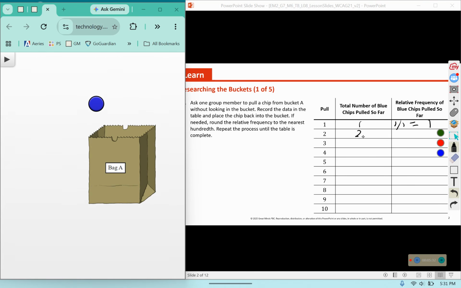2. 2 out of the 2. 2 divided by 2 is 1. 3. 3 out of 3 is equal to 1. 4. 4 out of 4 equals 1. Still 4, because this one is red. 4 out of 5. 4 divided by 5 is 0.8.